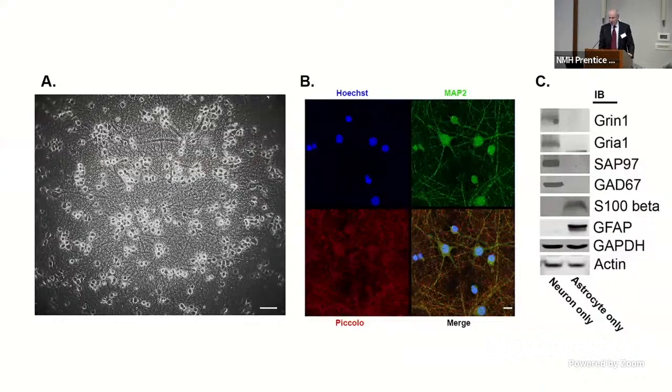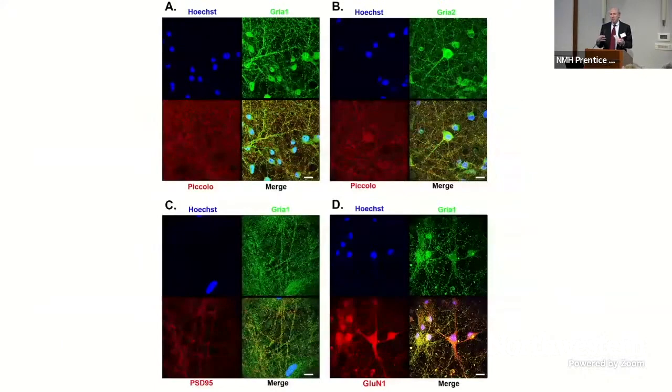And when you let them go for 2 weeks, they have many of the markers of neurons, as you can see on the Western blots, and also with imaging studies. They have all of the components of synapses. So these are synaptically connected active nerve cells, but there are no glia.